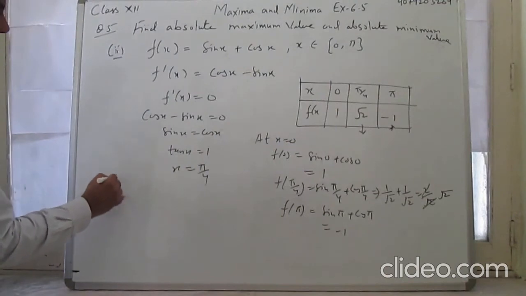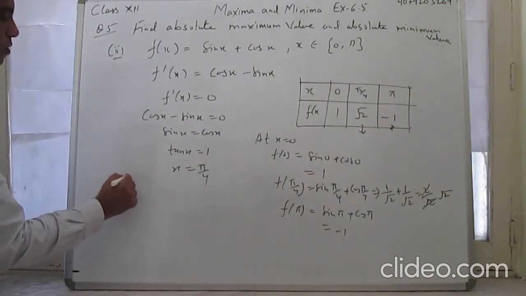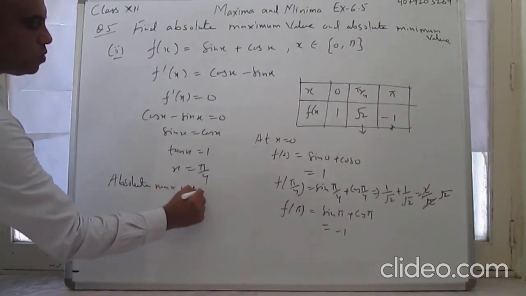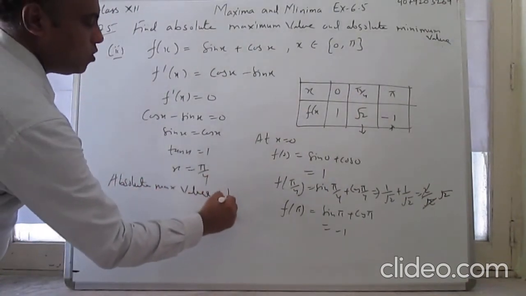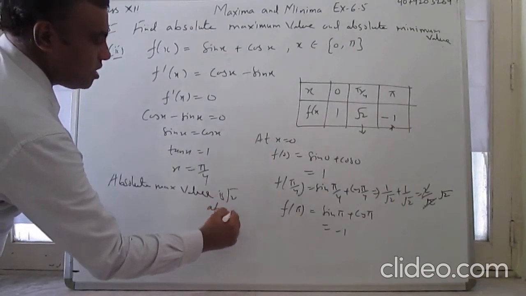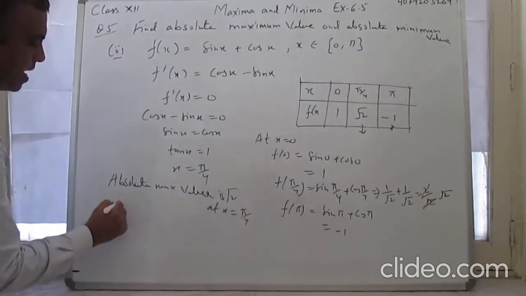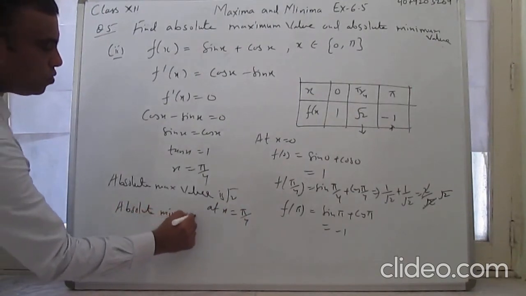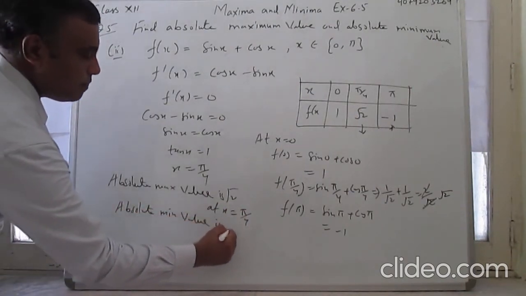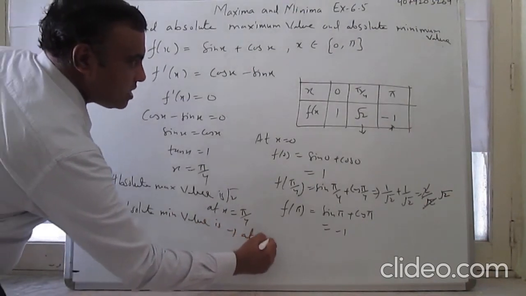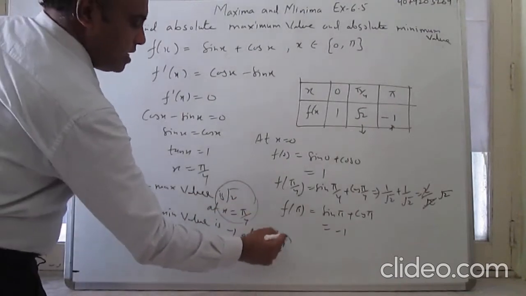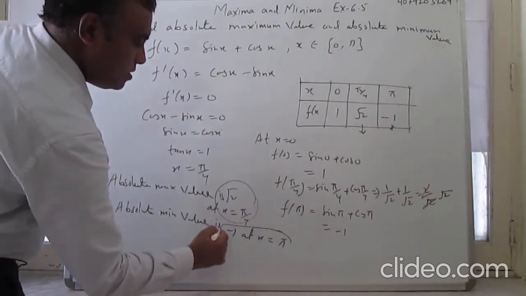You can write the absolute maximum value is root 2 at x is equal to pi by 4. The absolute minimum value is minus 1 at x is equal to pi.